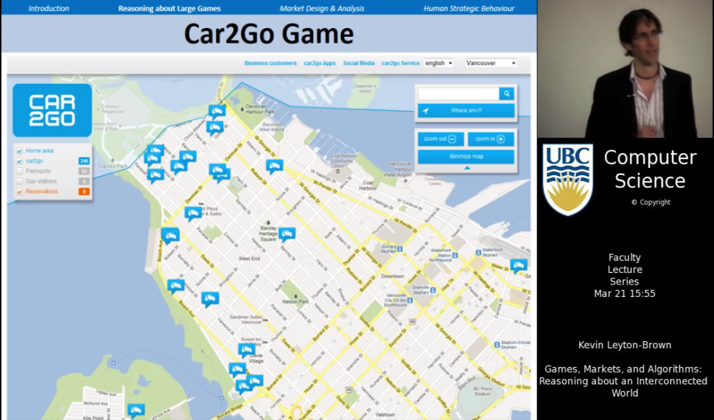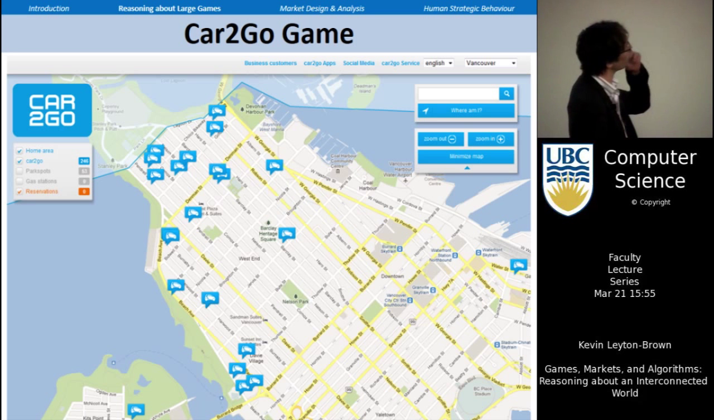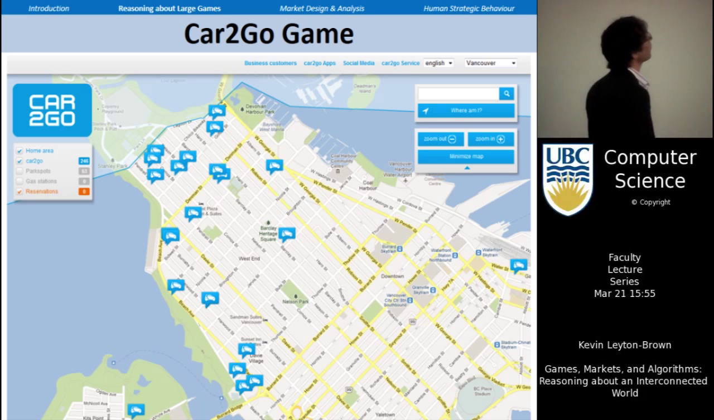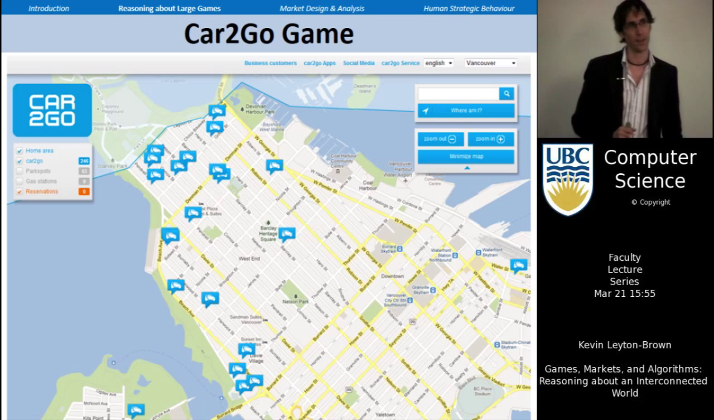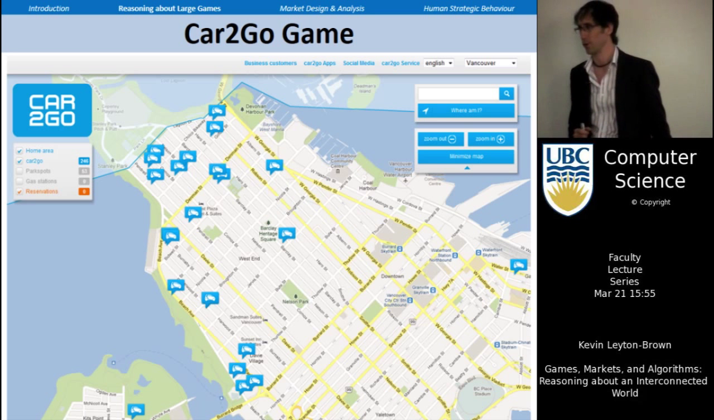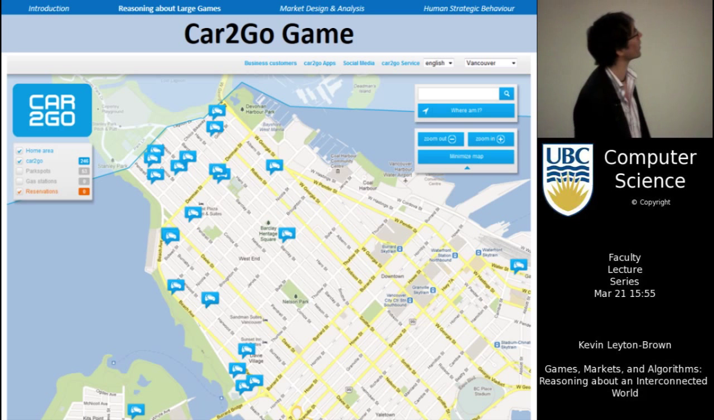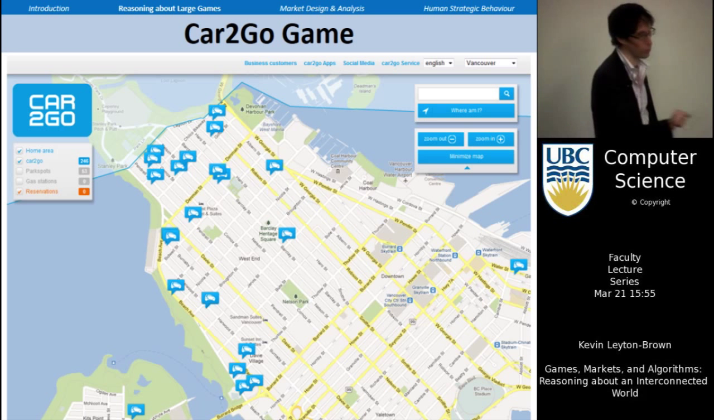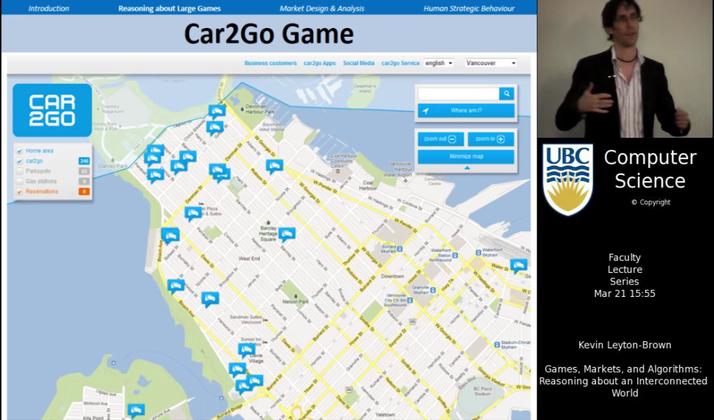So let me just throw out an alternate variant of this game, which is the car-to-go location game. Here's the car-to-go map for Vancouver, sometime last night when cars were actually available in Vancouver. Those of you who actually use car-to-go might not be completely convinced by the following story, but imagine that car-to-go was trying to locate the cars in a way that would maximize their revenue as a company.